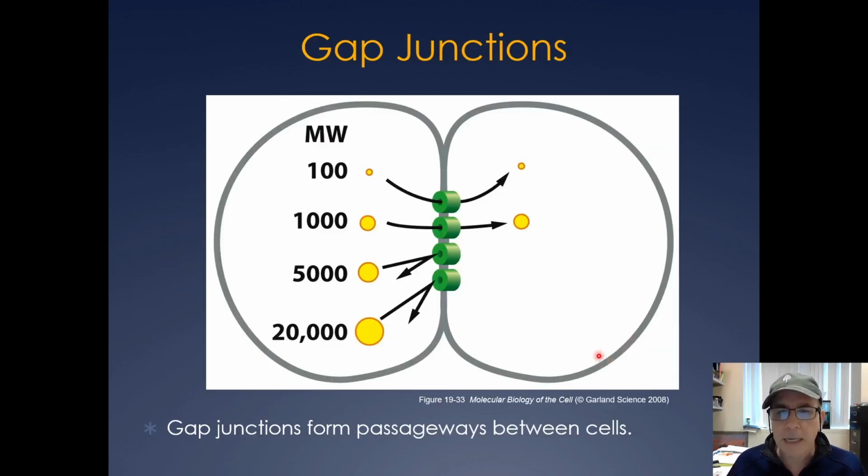Okay, now on to gap junctions. The gap junctions just make small little pores. Small molecules with a low molecular weight, 100 to 1,000, can freely pass from cell to cell. However, when they get larger, like the size of small proteins and even small medium-sized proteins, they can't pass. But they create a small passageway for gases and other small molecules to pass through.